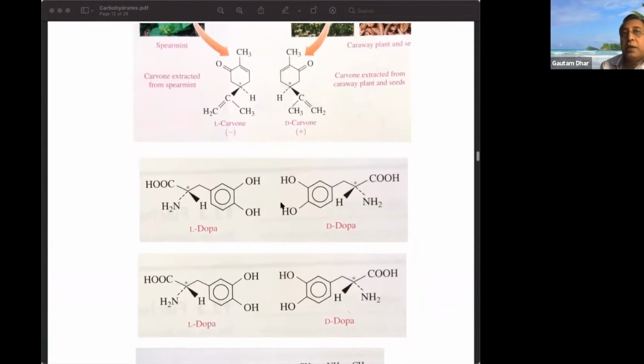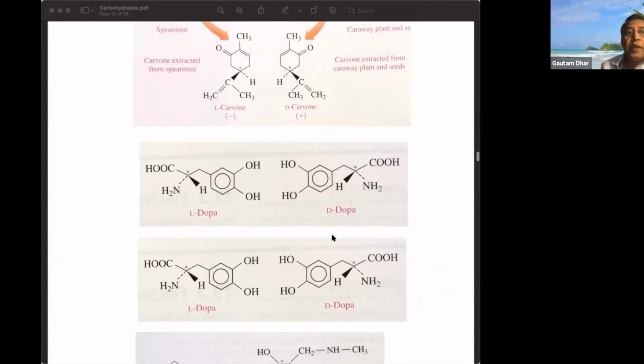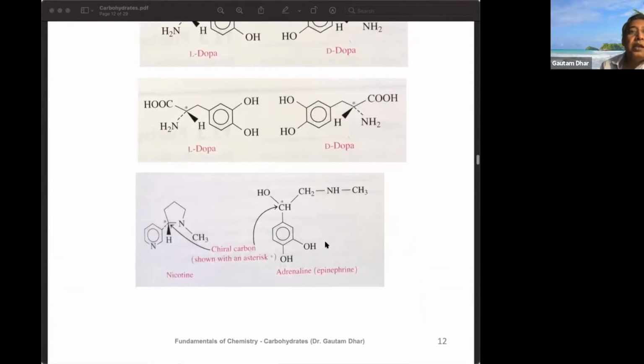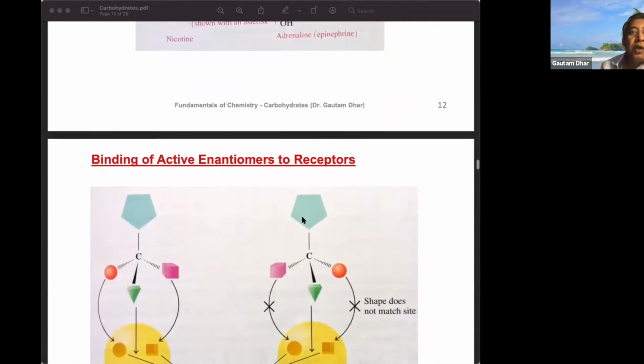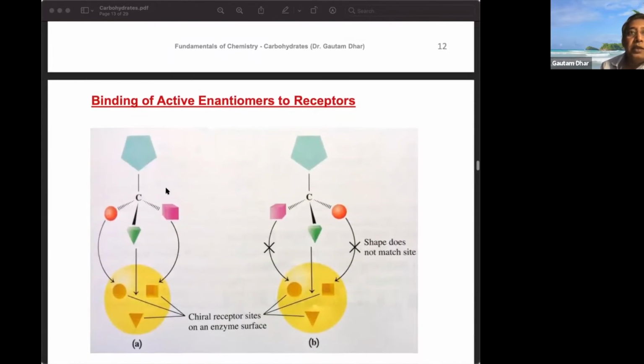L-dopa and D-dopa are drugs. This is the L-dopa and this is the D-dopa. Then you have adrenaline and nicotine. They have similar chirality, and that's why nicotine acts as a stimulant, just like adrenaline, or epinephrine, does. So in nature, these are different molecules.